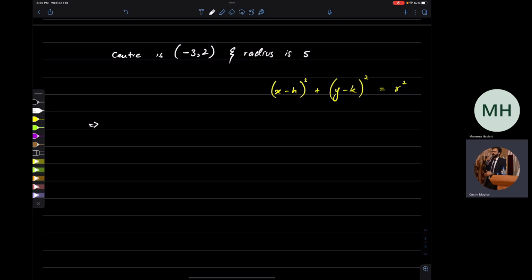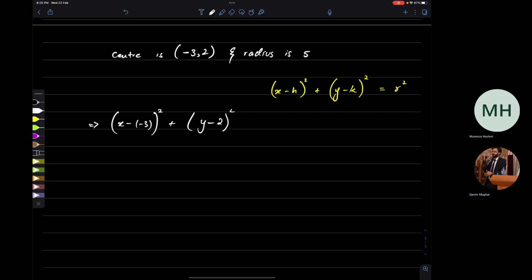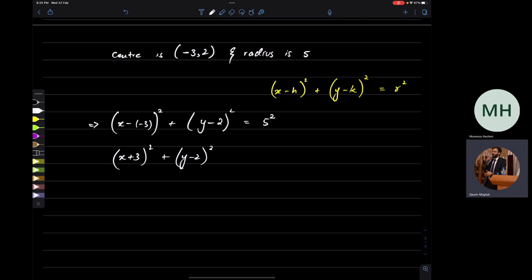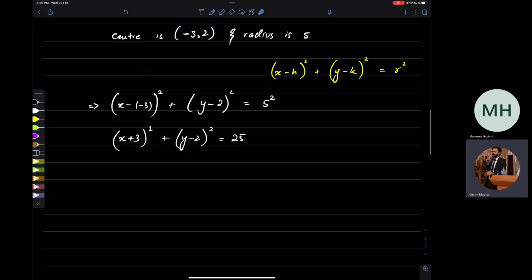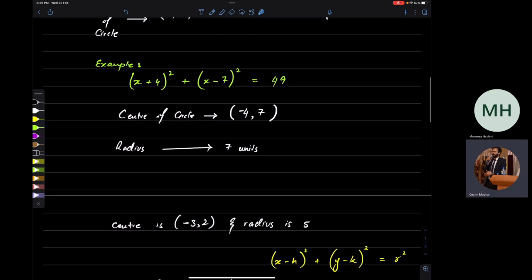So basically, this is how you will start off. x minus h, where h is -3, whole squared, plus y minus k, where k is +2, whole squared, equals the square of the radius. So upon simplifying this, you'll get (x plus 3) whole squared plus (y minus 2) whole squared equals 25. So this is the equation of this particular circle. Very good. Got it? So just remember, you did it very well here.